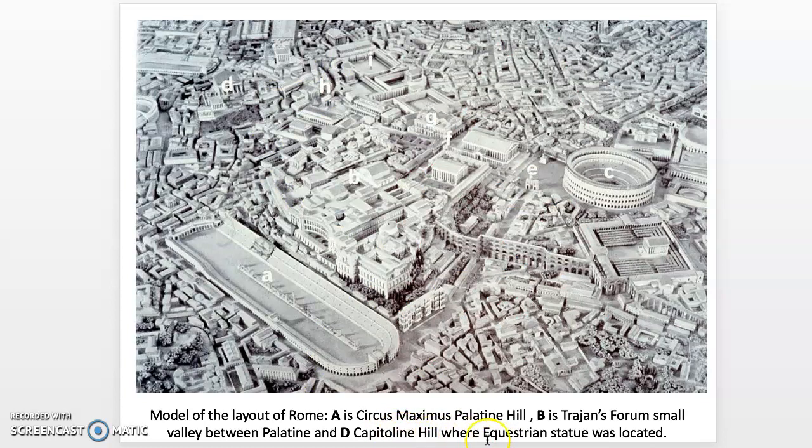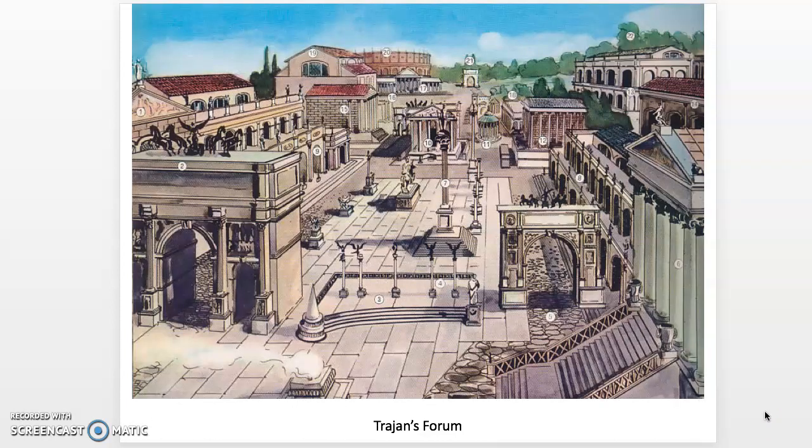And that is where the equestrian statue was located. Over here as well. So this is what we're talking about. And Trajan's Forum is in between them. This is Trajan's Forum. Trajan was also an emperor that we'll talk about around 100 AD.